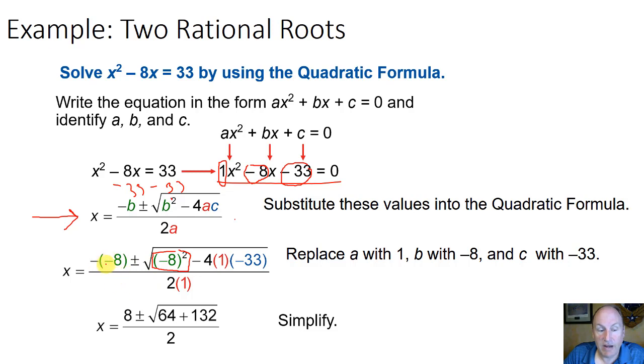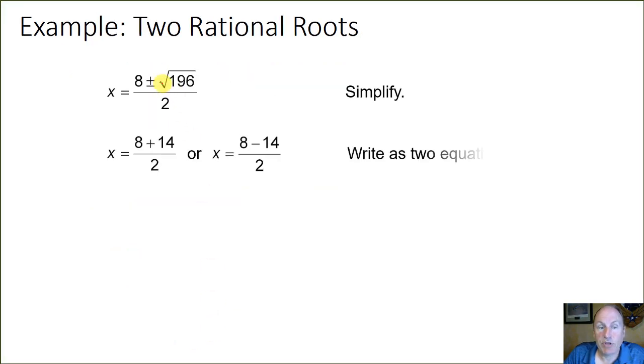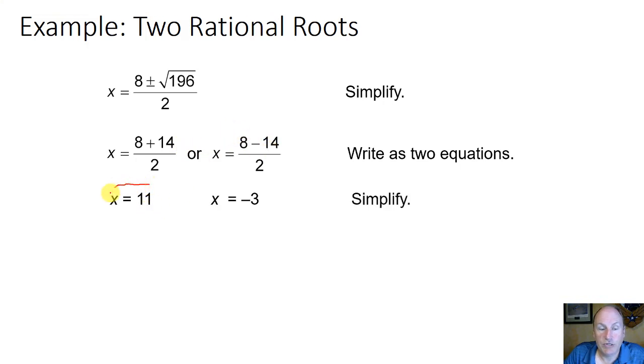So that becomes negative negative 8, positive 8, plus or minus the square root of 64 plus 132. When we multiply negative 4 times 1 times negative 33, we get 132, all over 2. So we get 8 plus or minus the square root of 196, all over 2. It becomes 8 plus 14 over 2, or 8 minus 14 over 2, which yields our two solutions: x is 11, or x equals negative 3, both of which are solutions to the equation.